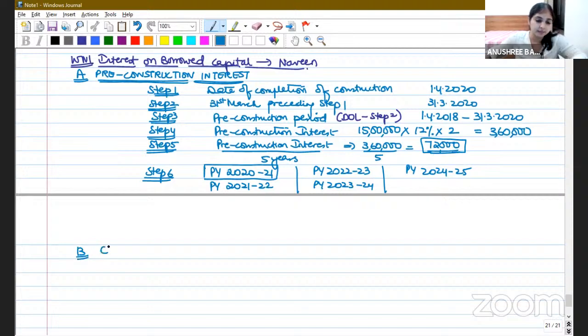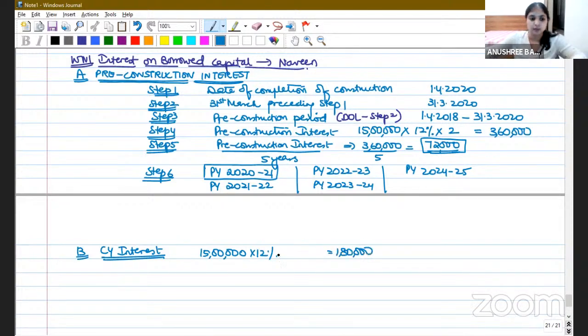Then number B, we'll also have current year interest. Current year, the entire 15 lakh loan is outstanding. We'll have to pay 12% interest for the current year. So what will our current year interest be?